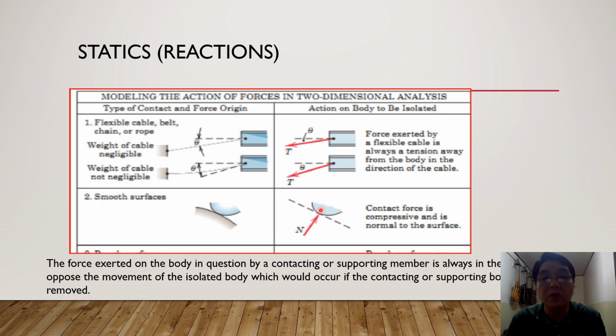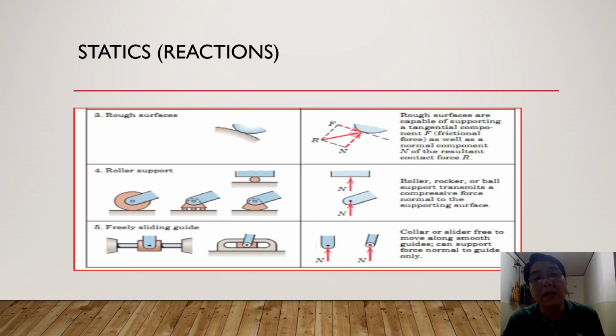Ngayon, kapag meron daw tayong isang bagay na nag-contact with a smooth surface, meron lang daw siyang isang reaction na ganito. Kapag daw naman rough yung surface natin, ganito yung ating reaction. Meron tayong normal force at meron tayong frictional force. Ano? Ngayon, meron tayong tinatawag na roller support.